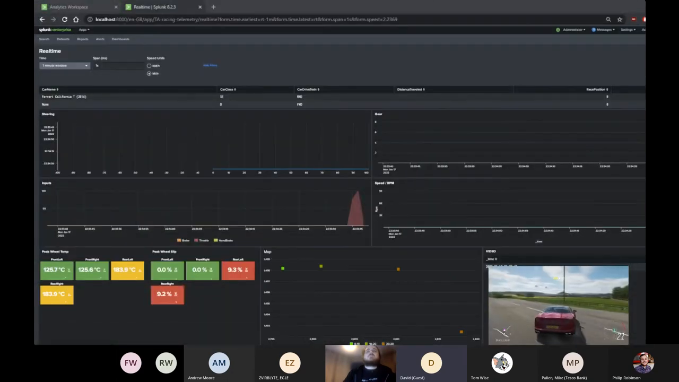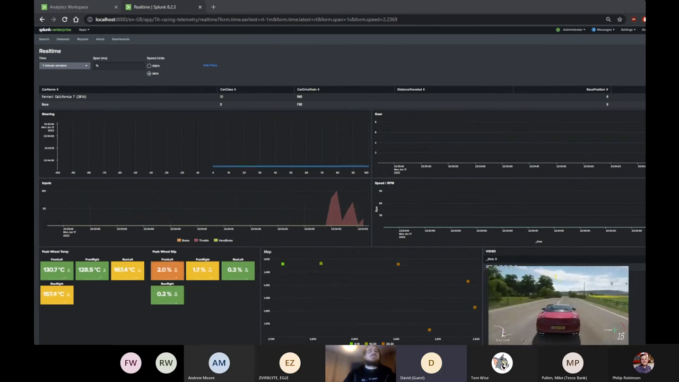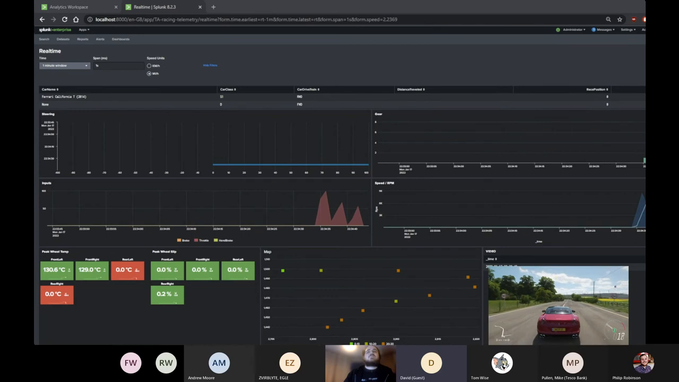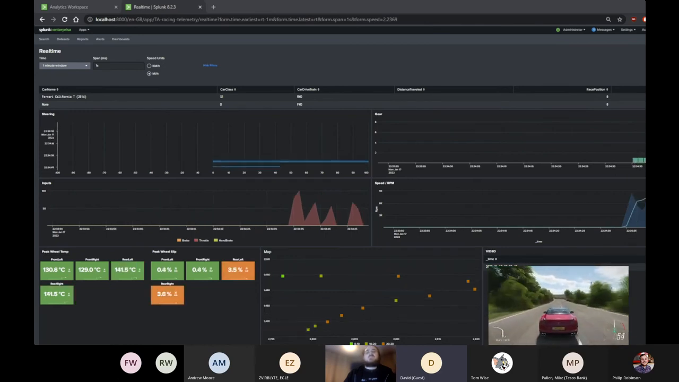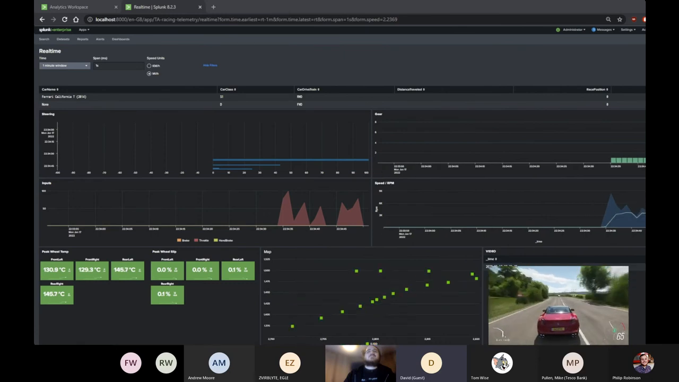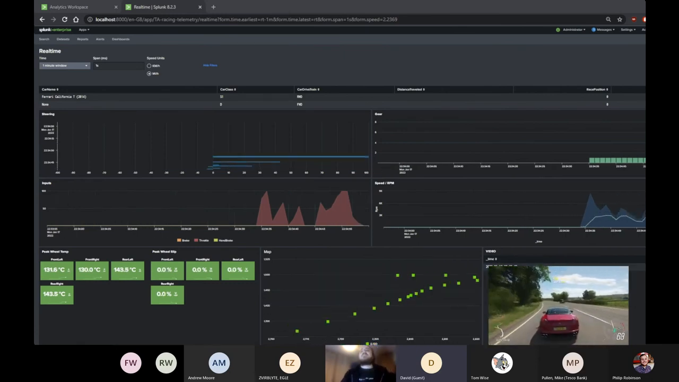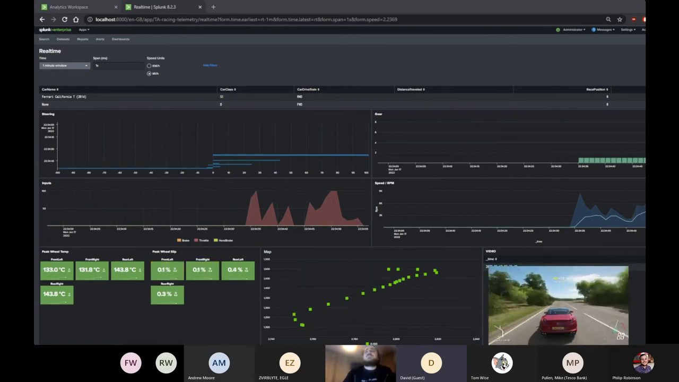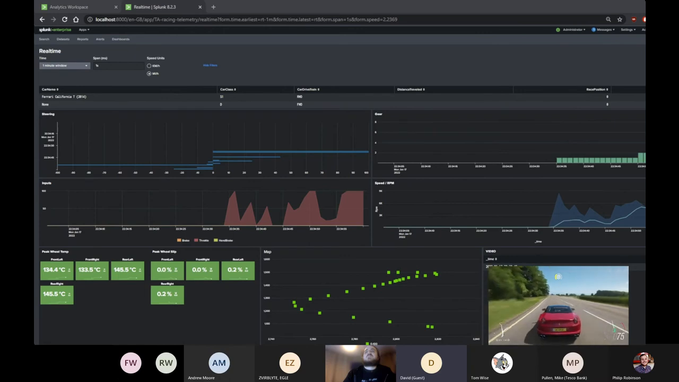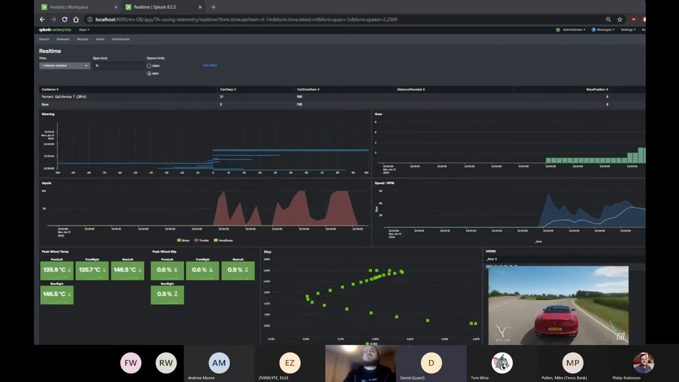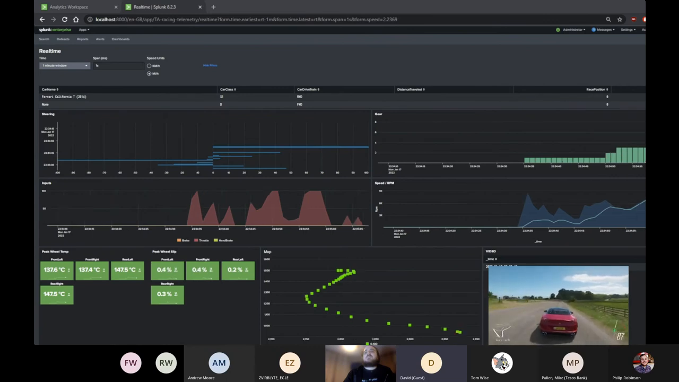The final dashboard is the real-time one, which is just a condensed version of the Forza real-time map. There's nothing particularly different about it compared to the other one, apart from the fact that it's got a little tab for video that you can just throw the video of the gameplay over.